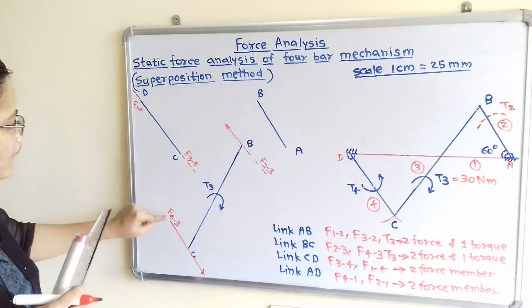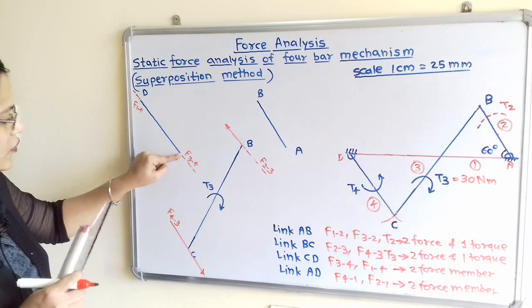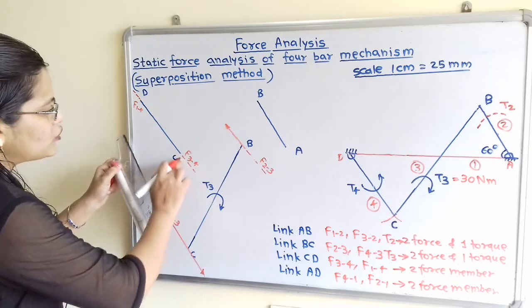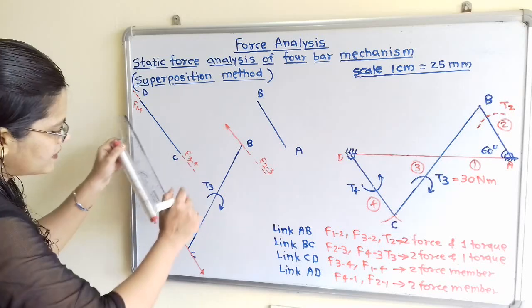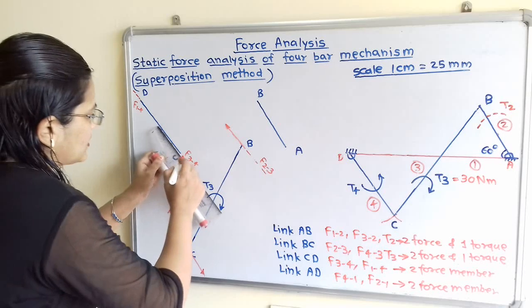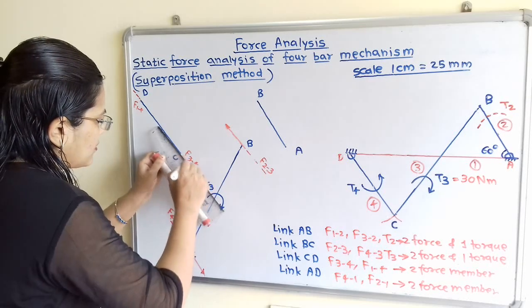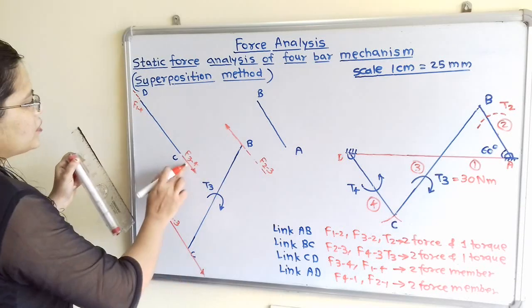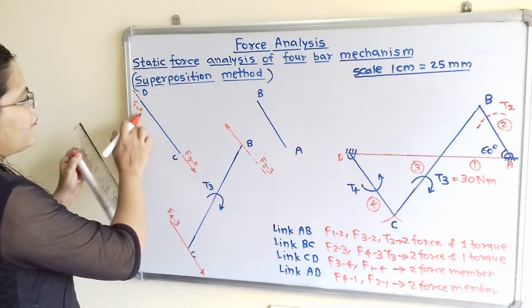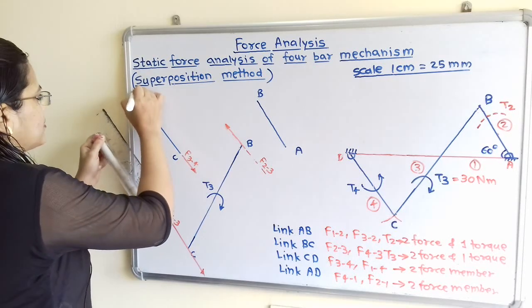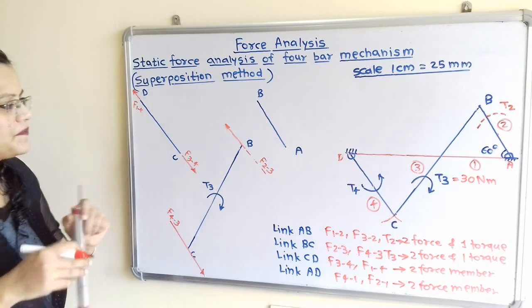Now here F of 4 to 3 and F of 3 to 4 are in opposite direction. So I will show here the direction of F of 3 to 4. So these forces are equal in magnitude but opposite in direction. So I will show here. And also these two forces F of 3 to 4 and F of 1 to 4 are in opposite direction. So we have to show here the direction opposite to this.